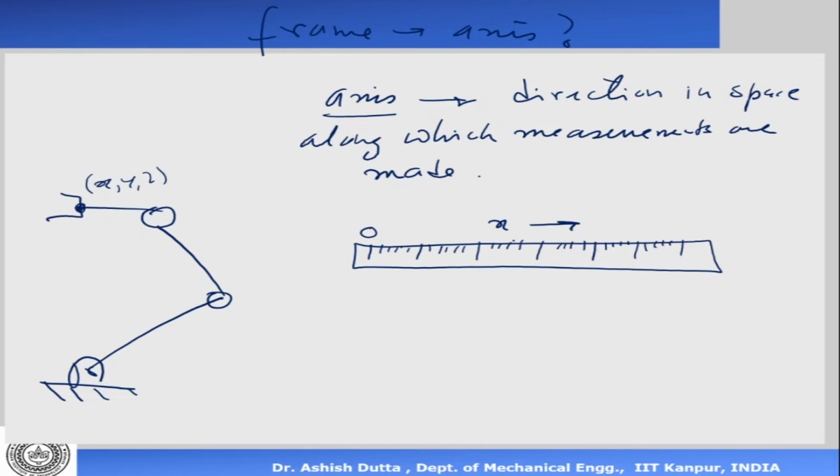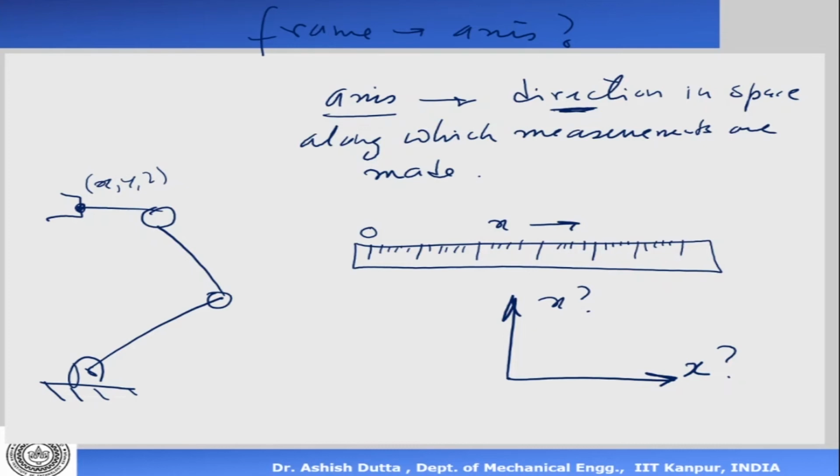Now if I add one more, then I can get the y-axis, and if I add one more, I can get the z-axis. So an axis is a direction in space along which measurements are made. What is the direction? Why is x pointing this side? Can it be pointing that side? Why is x in this direction or in this direction? It can point in any direction actually, it doesn't matter, because it's only a direction in space.